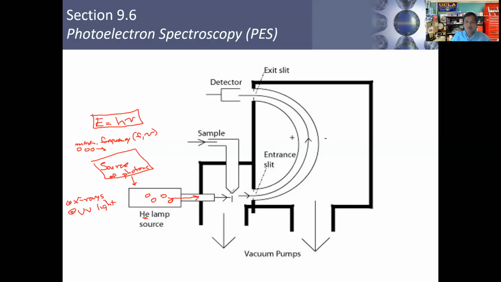And we have our sample sitting right here. The molecules or atoms that we want to examine, our sample, gets injected in through there. And they're going to meet right here. So when they meet, a collision occurs.